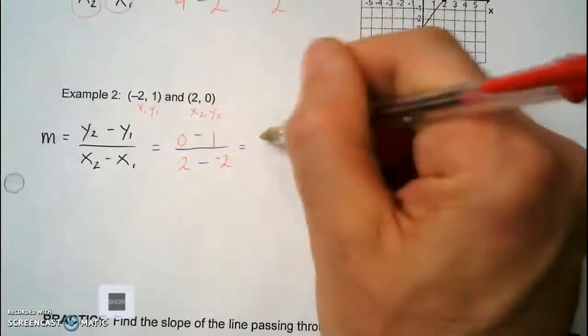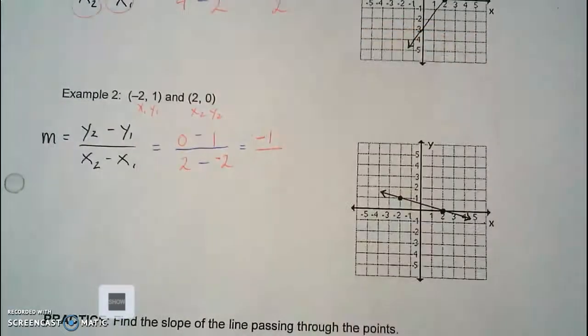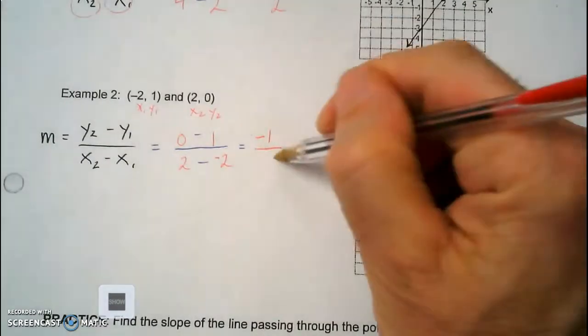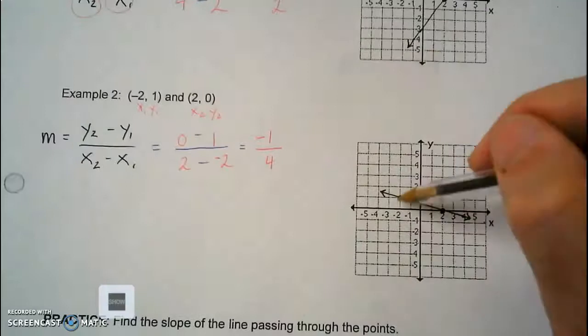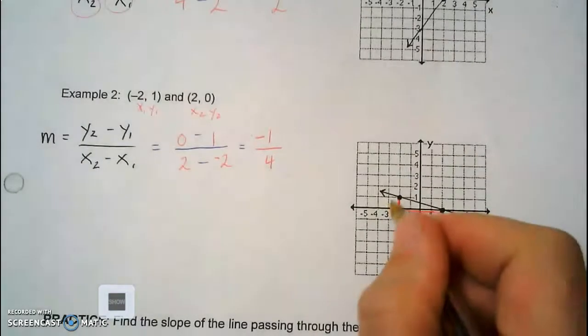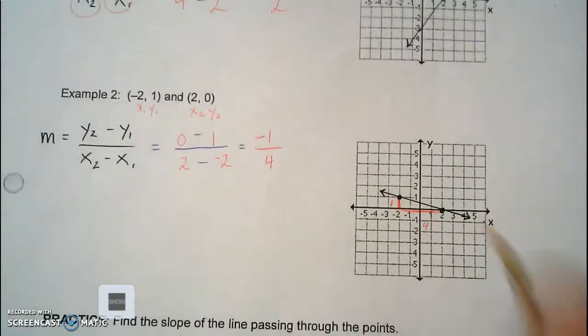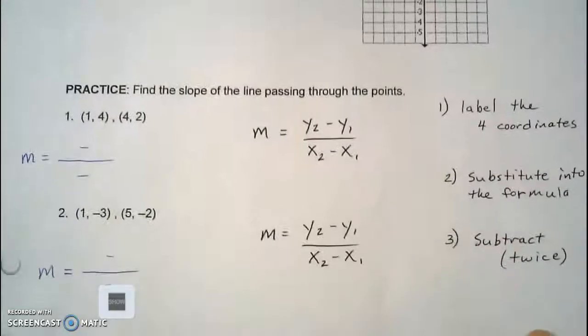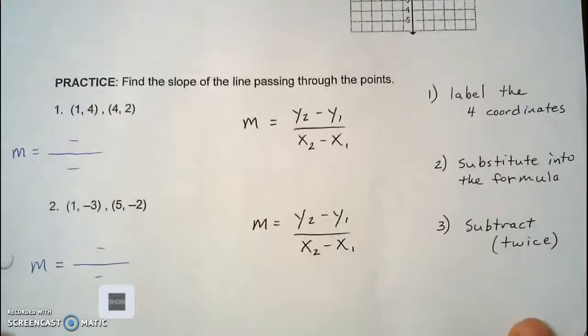0 minus 1 is -1. 2 minus -2 is 4. And let's just check it over here. Here's our slope over here. It looks like it's 1 rise over 4, and it's negative. There it is.